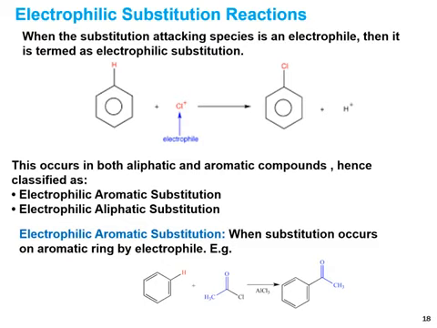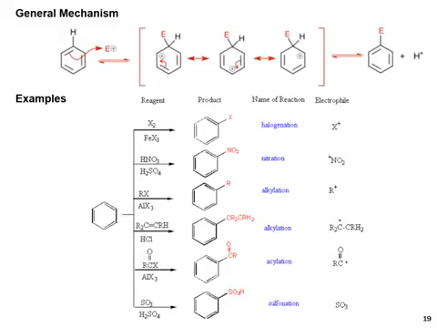So, for example, the acetyl group is the electrophile and hydrogen is replaced by the acetyl group. So hydrogen is removed, and the acetyl group, which acts as the electrophile, is introduced on the aromatic ring. This is an example of electrophilic aromatic substitution. This is the general mechanism of electrophilic aromatic substitution.